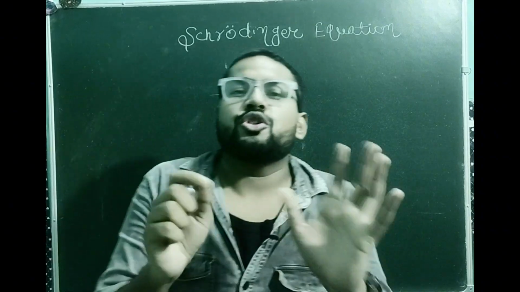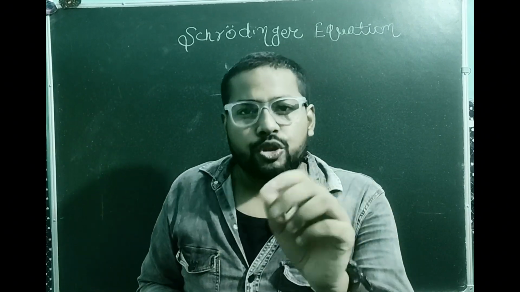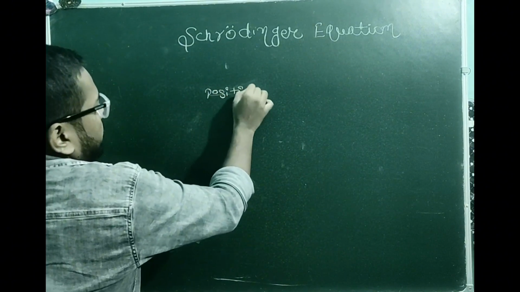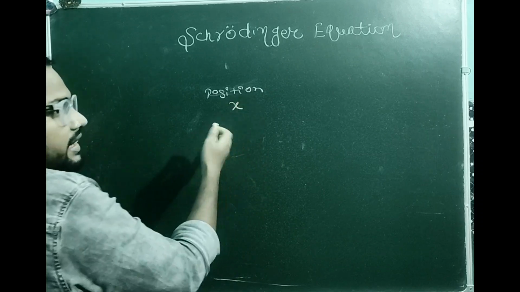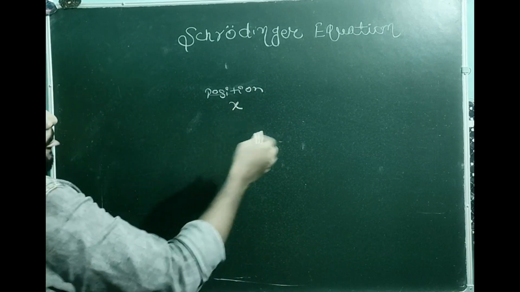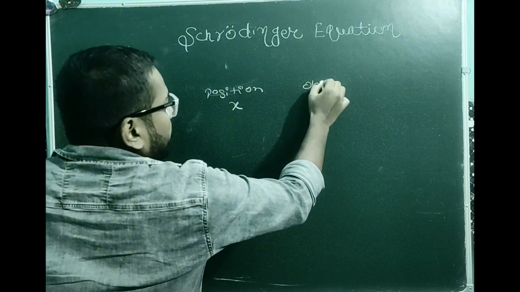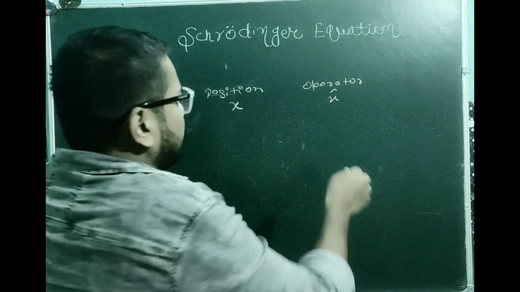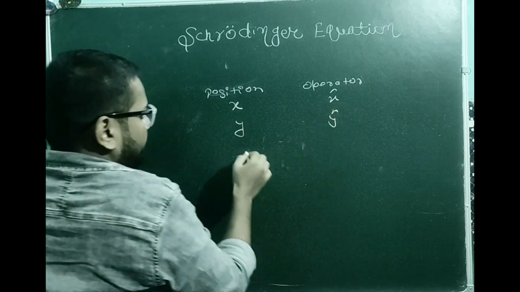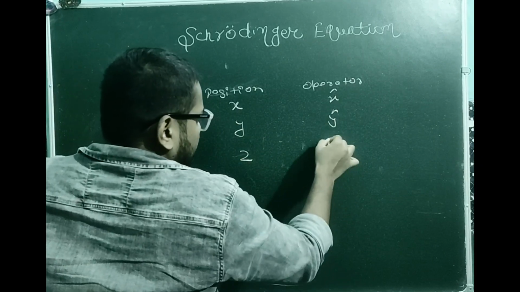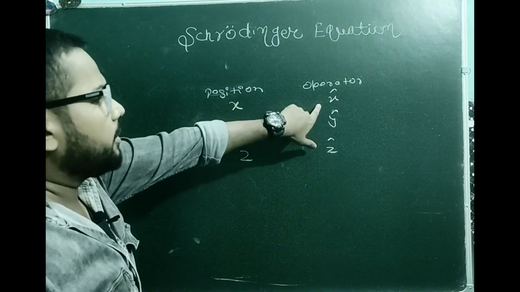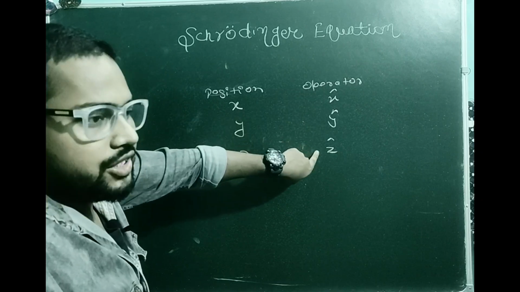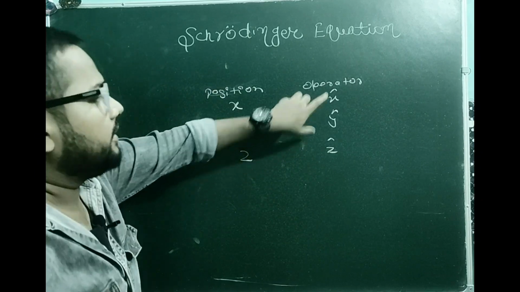For example, if you want to find the position of a particle in quantum mechanics, there will be the position operator. Let's say I want to find the position of the particle in the x direction. For this we have the operator x hat, and if I want to find it in the y direction then y hat, and in the z direction then z hat. So for position x the operator will be x hat, in direction y the position operator will be y hat, and in direction z the operator will be z hat. This is for the position, and these are the position operators.